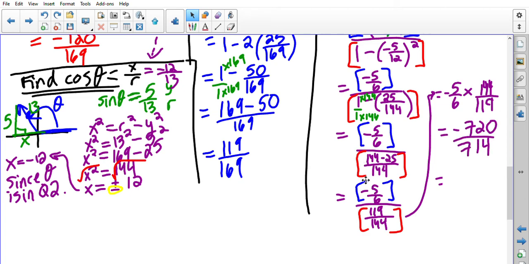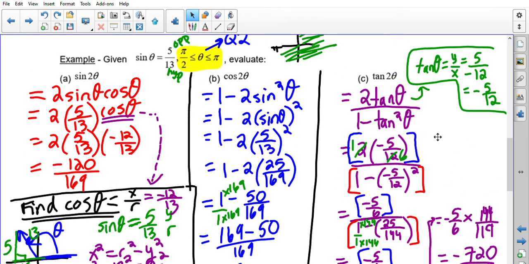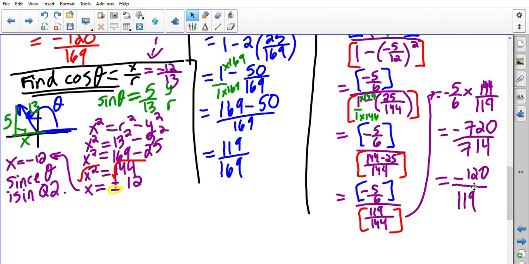That gives us negative 720 over 714. And then in lowest terms, that's negative 120 over 119. And that is your final answer for what the value of tan 2 theta is. So we took an expression that had a k value of 2, and we converted it to its equivalent expression, its formula, with a k value of 1, and then used this information to find that exact value.